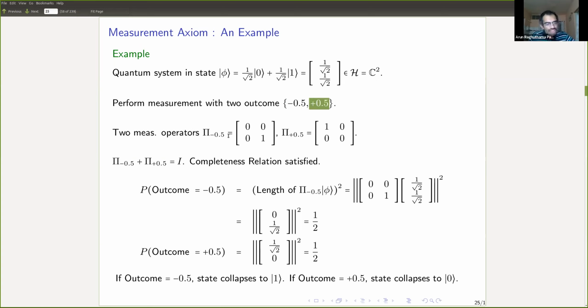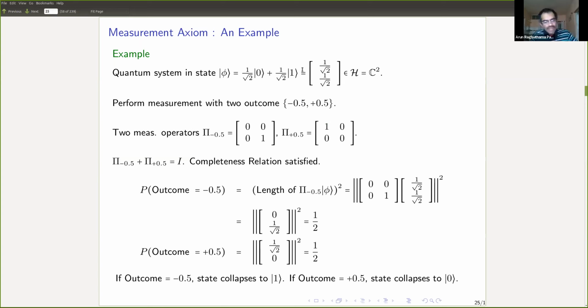And I have two projections, pi minus 0.5 and pi 0.5. And pi minus 0.5 plus pi 0.5 is identity. It satisfies the completeness relation. So I have prepared my quantum state in this state.